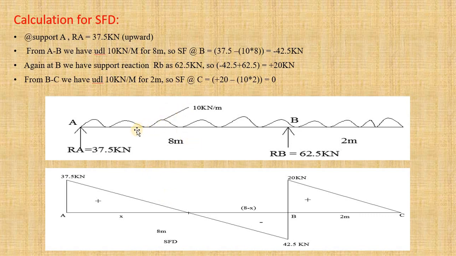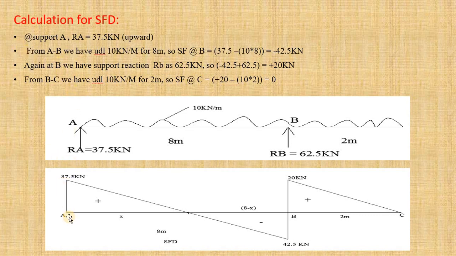For reference, I have considered the previous diagram. So start the calculation from support A. Exactly at support A I have a reaction RA, that is plus RA. It is acting upwards, it is positive, so from point A plot 37.5 kilonewton upwards.